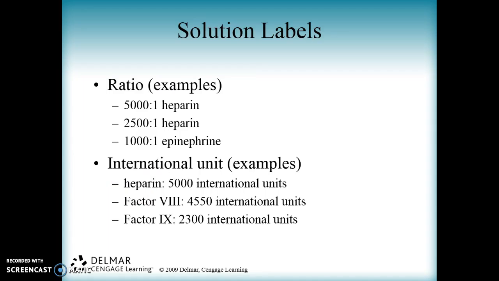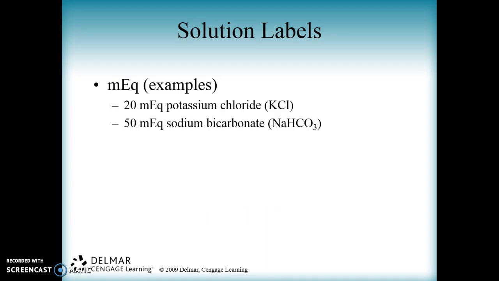The other way is by percent, so a 1% solution. Another thing you might see is a ratio. Here's an example: 5,000 to 1 is a heparin ratio. Or you might see it as international units. So again, several different ways you might see it. And last but not least is milliequivalents, which is just another unit of measure. So you could see the drug information on the label in any of those ways: the metric system, using a fraction, a percent, a ratio, international units, milliequivalents. Those are all things that you're going to see.